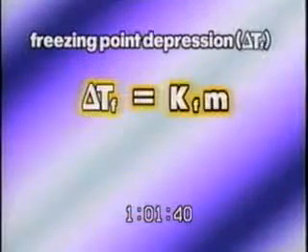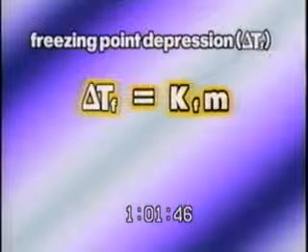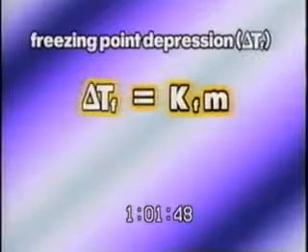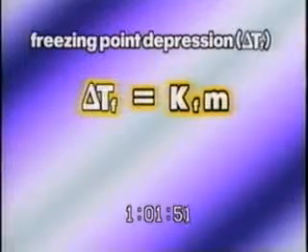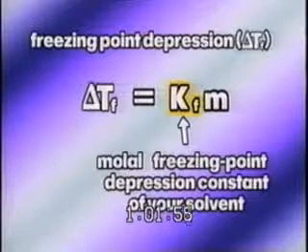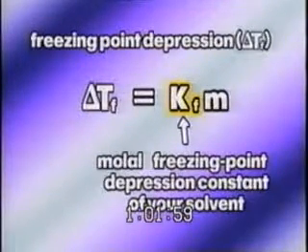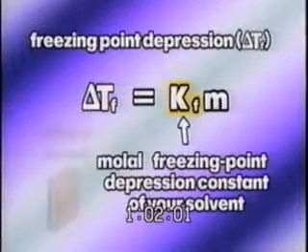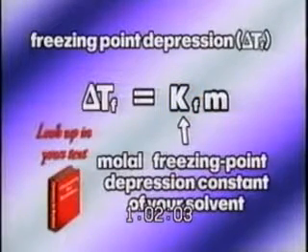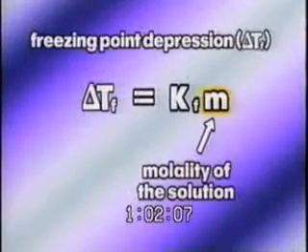We figure freezing point depression with this equation: delta T equals K sub F times m. Delta T sub F is, of course, the change in temperature, or the freezing point depression. K sub F, F for freezing, is the molal freezing point depression constant of your solvent, which you will look up in the freezing point constant table in your textbook. And lowercase m is the molality of the solution.